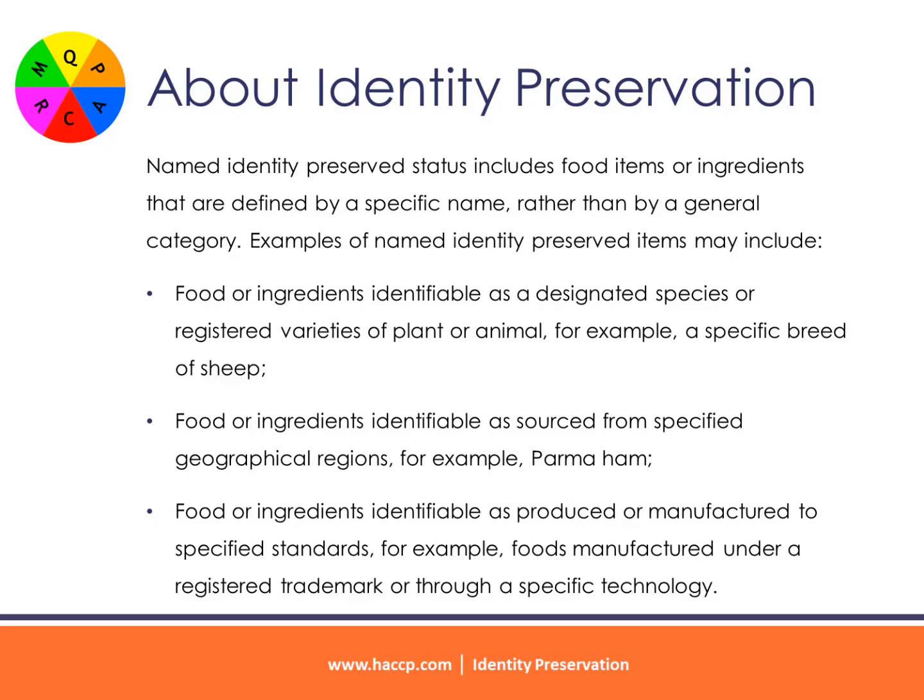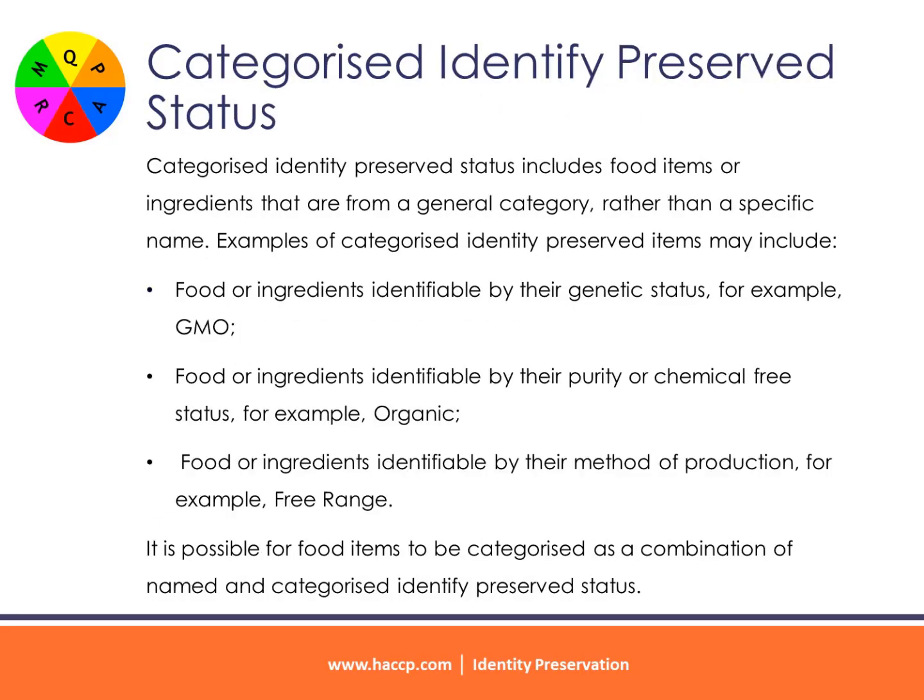Food or ingredients identifiable as sourced from specified geographical regions, for example, Parma ham. Food or ingredients identifiable as produced or manufactured to specified standards, for example, foods manufactured under a registered trademark or through a specific technology. Categorized identity preserved status.